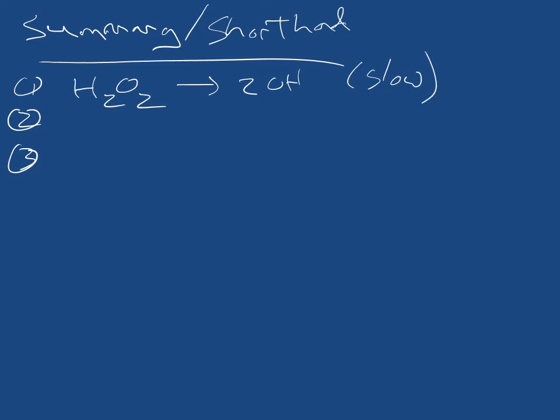And some of the homework problems give you a mechanism. They just give it to you. They don't go through and ask you to explain everything like we just did, but I don't like you just to have things without explanation wherever possible. So that's slow, and that's your rate determining step.